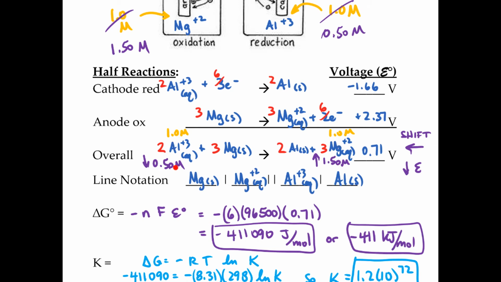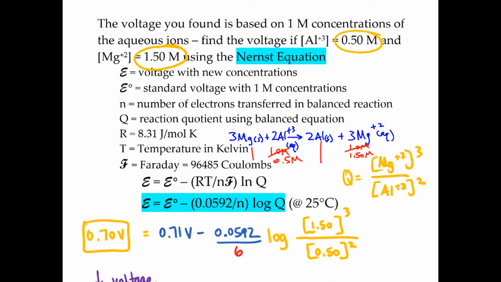Now, according to Le Chatelier, if you increase a product and decrease a reactant, you're going to shift the equilibrium to the left. And when you shift it to the left, you're going to decrease the voltage, and it's going to get less spontaneous. So that's a qualitative analysis of what would happen if you changed the concentrations. On the next page, we're going to get into a quantitative analysis. The last page was more qualitative. This page is going to be more quantitative.